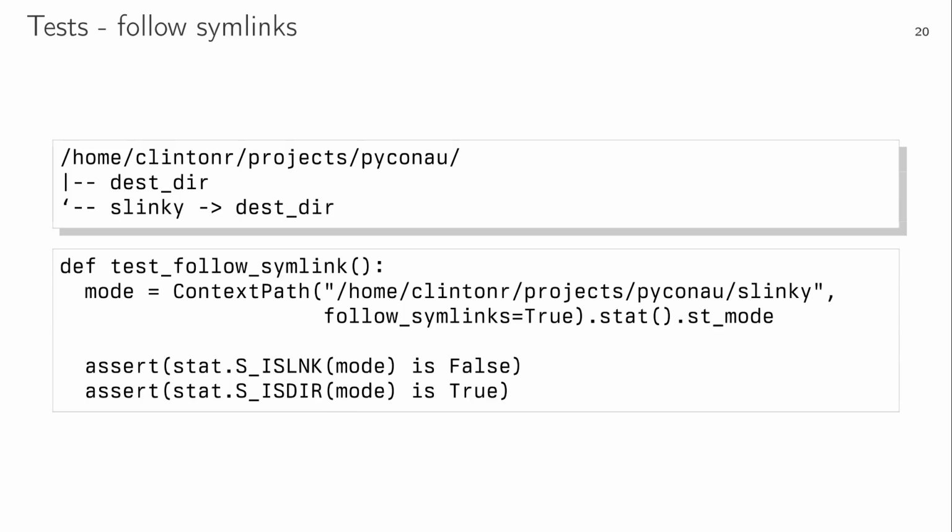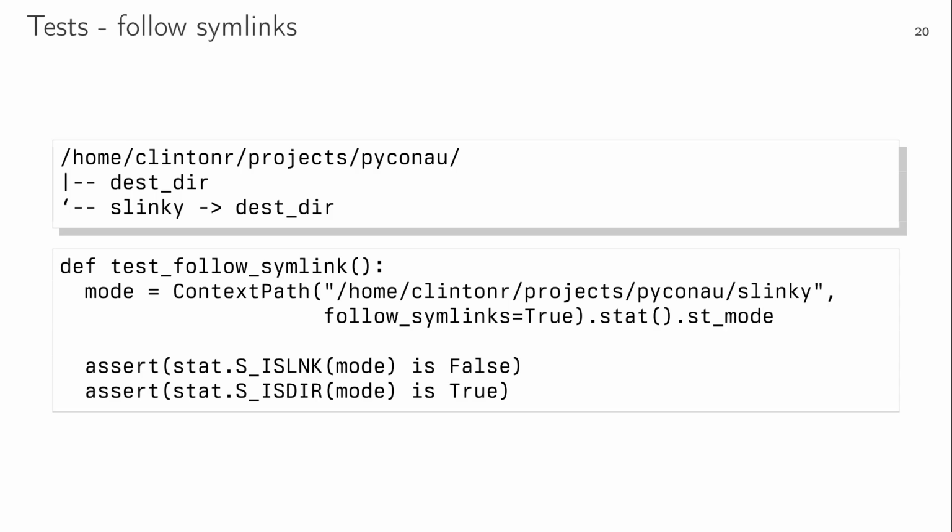Symlinks are a little bit harder to reason about. I'm a Unix person, and I know through many years of experience that I get them wrong all the time. So this is the test for following symlinks when we're doing a stat operation. The subset of the test area that we're interested in here is the destination dir, which is a directory, and the symlink that points to that directory.